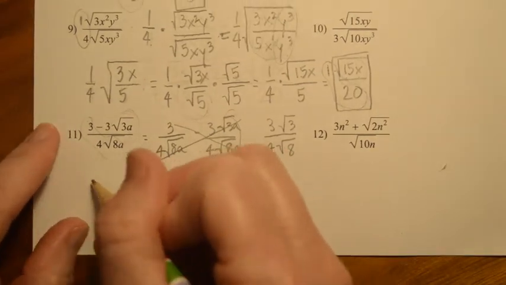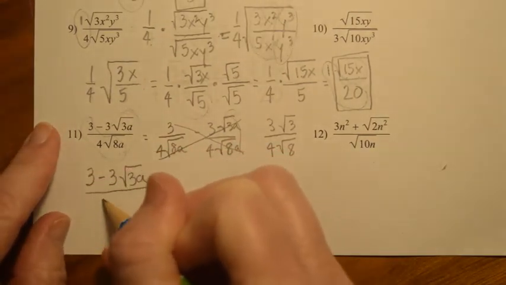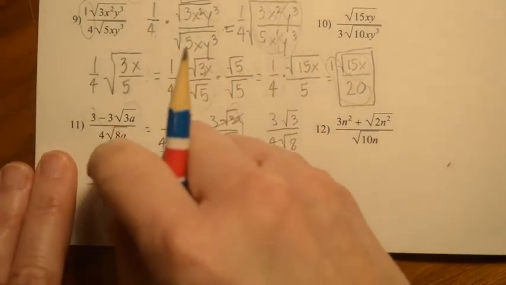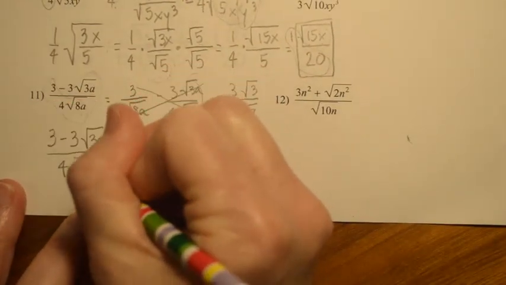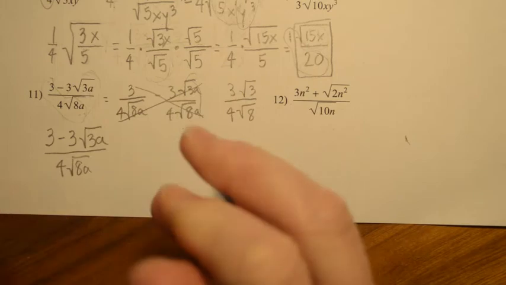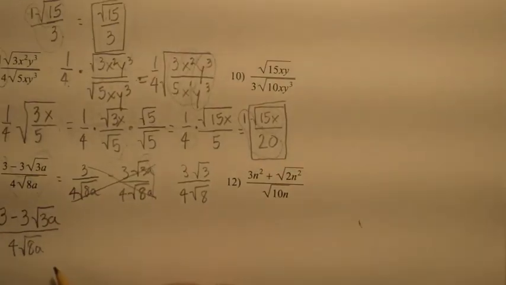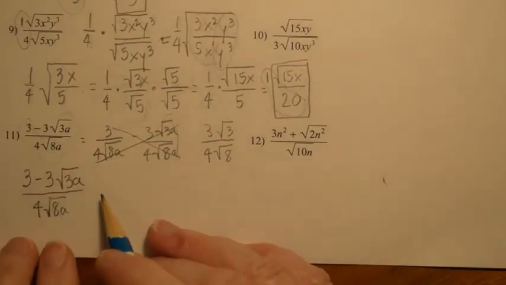So again, let's start here: 3 minus 3 square root of 3a, so many 3's, over 4 times square root of 8a. I have another video for you to watch on the other side of this sheet, where I do problem number 13 a little bit differently. I'm just going to show you a method here, and then you can contrast it with the one in problem 13.